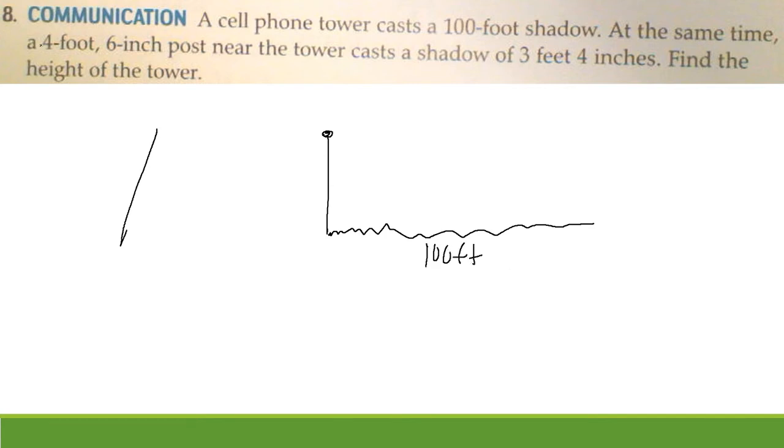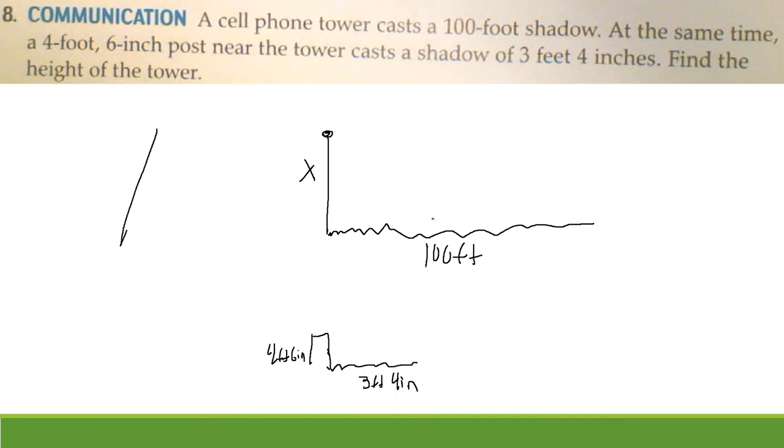At the same time, a 4-foot 6-inch post near the tower cast a 3-foot 4-inch shadow. So here's a post that's 4 feet 6 inches, cast a 3 feet 4-inch shadow. Find the height of the tower. So the height of the tower is x.